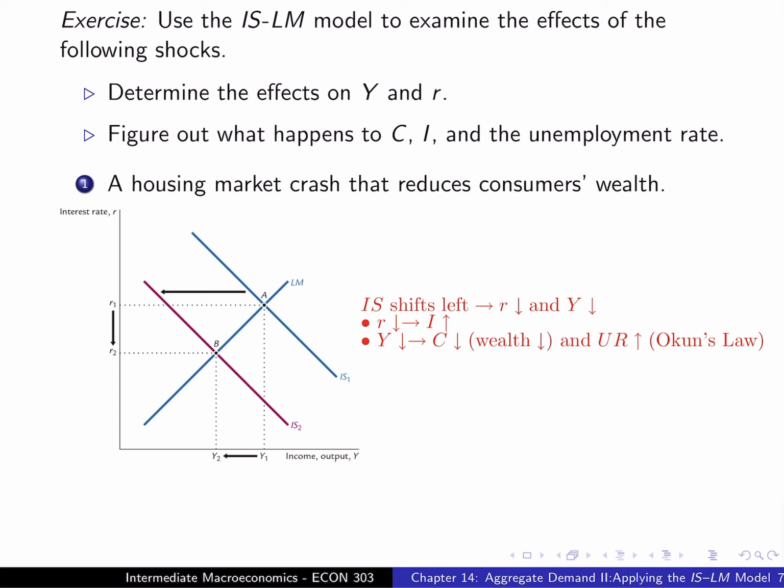Scenario 1. A housing market crash that reduces consumers' wealth. When consumers lose wealth, they reduce consumption. This causes the IS curve to shift to the left. Output Y falls and the interest rate R falls. Lower R encourages investment, but lower wealth reduces consumption. Lower output Y also leads to lower consumption and a higher unemployment rate by Okun's law.